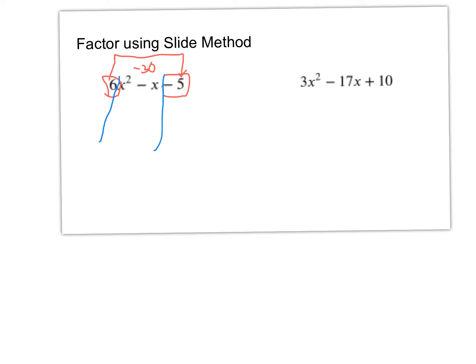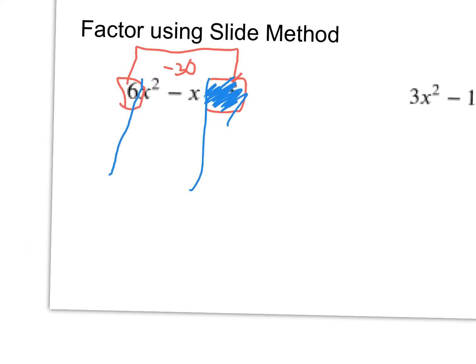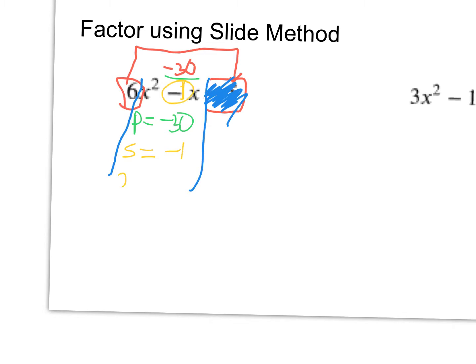Now at this point, a lot of students will say, well, what's going on with that? Believe it or not, the negative 5 at this point, we don't need anymore. We can throw that away. The 6 on the other side, we're going to need that for later, so don't throw that away. Alright, so here's what we're going to do. We're going to do a mini PS2 here with the pieces that we have. So my product is going to be negative 30. The sum is going to be the negative 1. Then we do our PS2.